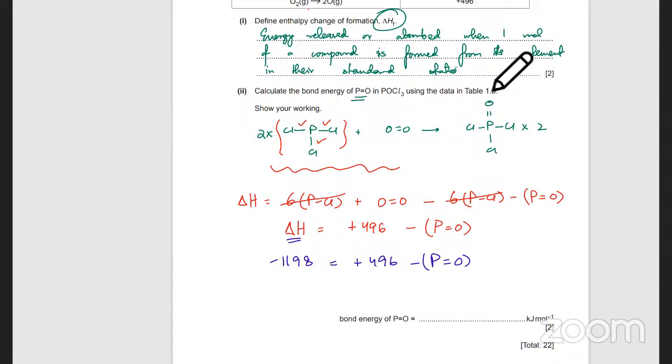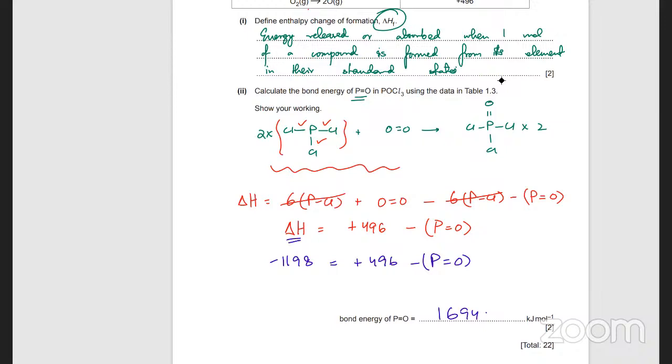P double bond O is going to be minus 1694. But that's minus, so if you multiply that by minus 1, you're going to get 1694. Is it 1694? Yeah, because you see the P, it's minus, and if you multiply by minus 1, the minus will cancel out. So your value will be positive.